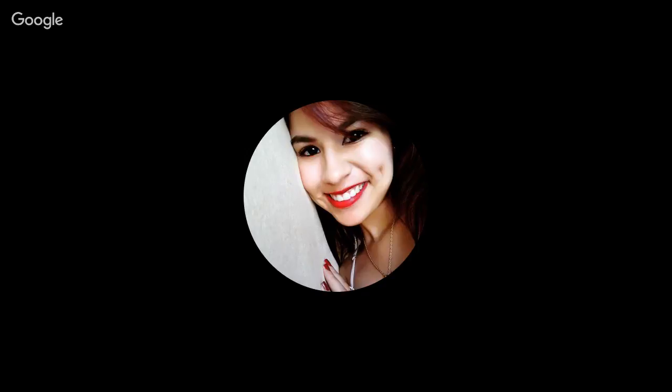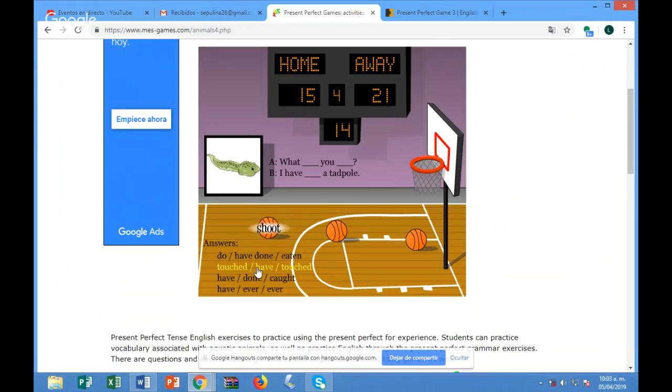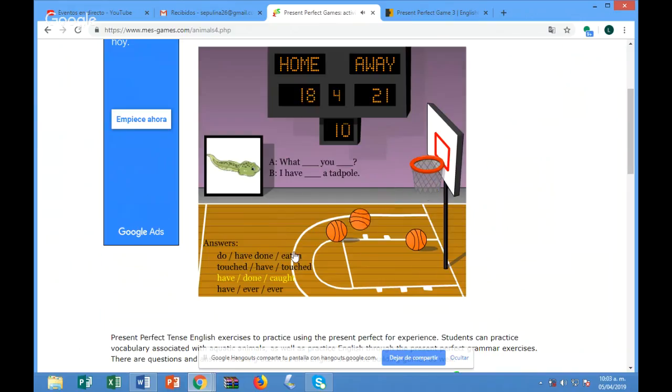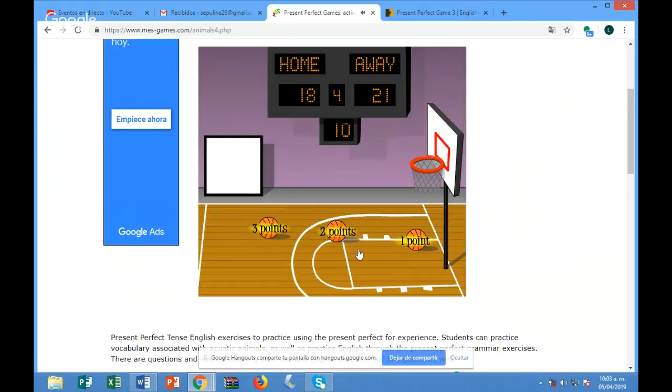I suppose it's, what have you done? I have caught a tadpole. The second one. Yeah, maybe. No, the third. The third one. Yeah. Nice shot. Yes. Okay. All this kind of exercise helps you to practice this present perfect.